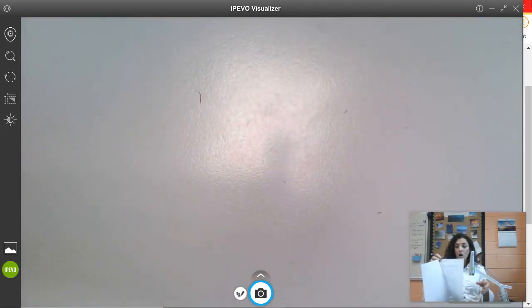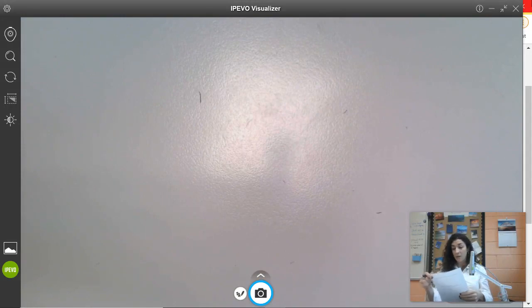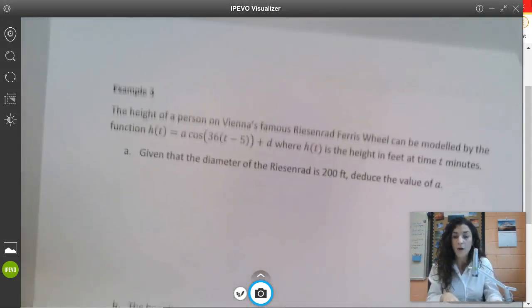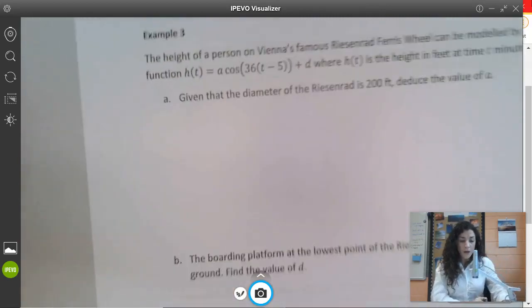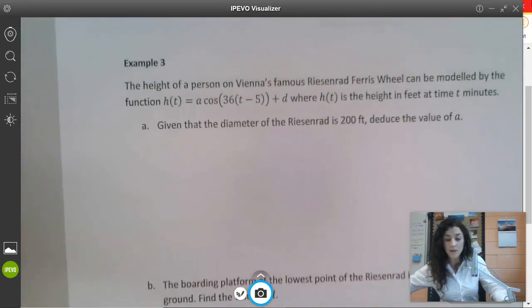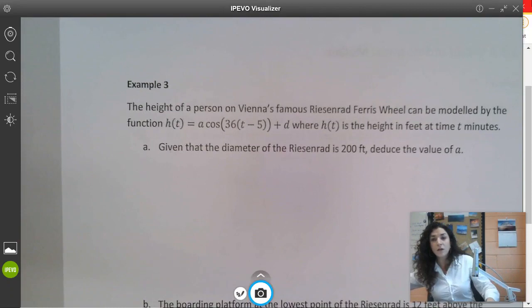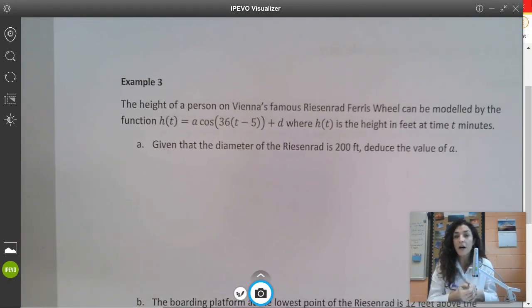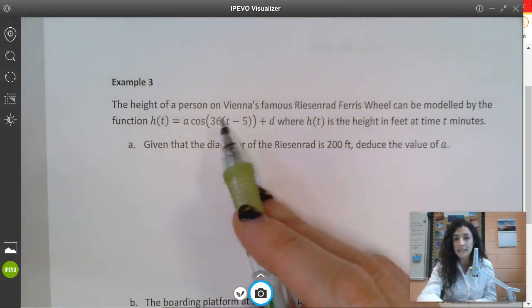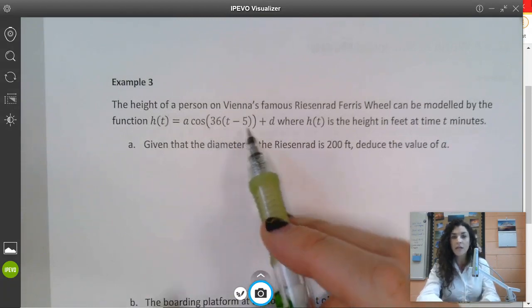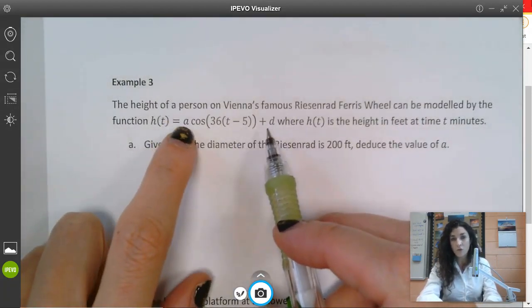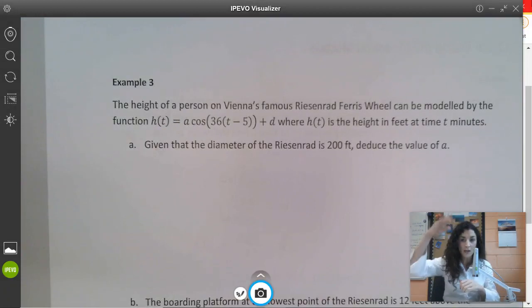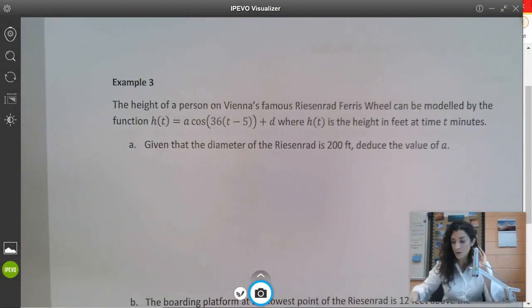You can see it's a long IB question, right? So these would be like one of your paper 2 questions where it's a lot of marks. A person on Vienna's famous Riesenrad Ferris wheel can be modeled by the function h of t equals, and notice that we have some pieces given to us, but not all pieces, right? Everything inside of the cosine function is given to us, and everything outside we need to find, which we know is amplitude and principal axis. So we're talking about kind of like top and bottom of what's going on with a Ferris wheel.